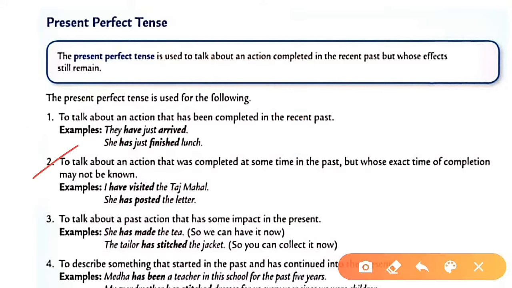Talk about an action that has completed in the past, but whose exact time of completion may not be known. Like I have visited the Taj Mahal. It has started in the past, but exact time is not mentioned or known. Like as number third, to talk about a past action that has some impact on the present. Okay, she has made a tea, right? So impact is present. Impact means its effect is still remaining present. Like the tailor has stitched a jacket.